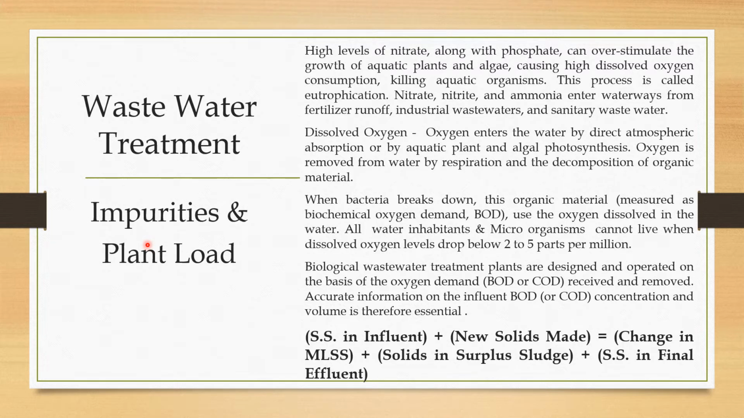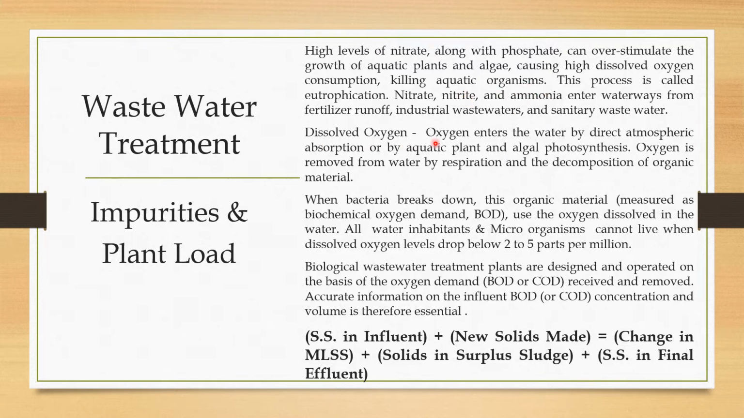Now we can see the impurities present in the wastewater and the plant load. High levels of nitrate along with phosphate can overstimulate the growth of aquatic plants and algae present in water, causing high dissolved oxygen consumption, killing aquatic organisms. This process is called eutrophication. Nitrate, nitrite, and ammonia enter waterways from fertilizer runoff, industrial wastewaters, and sanitary wastewater. This will affect the organism growth.